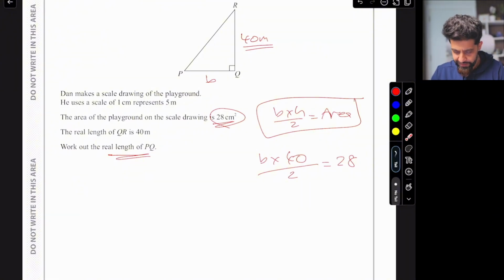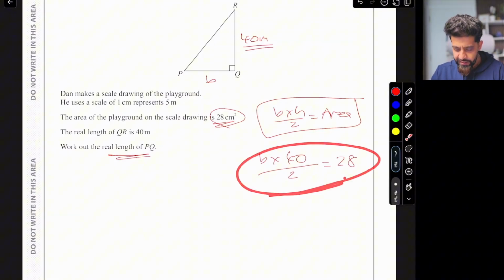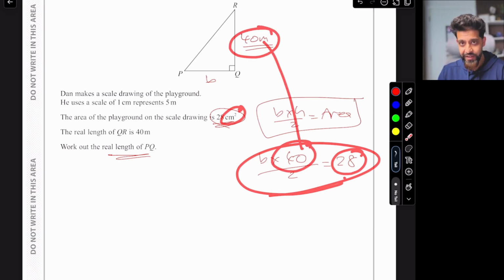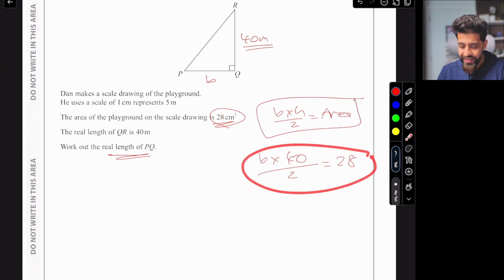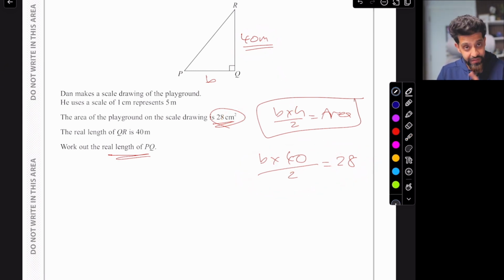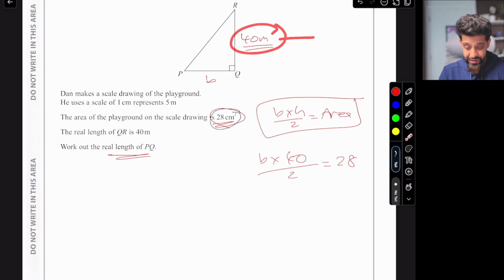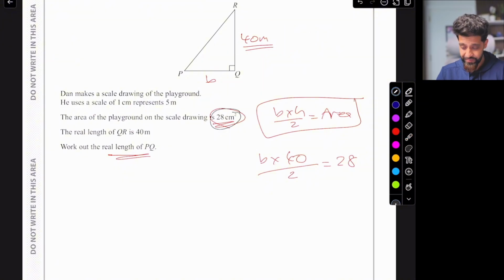Now, there's a problem here, guys. See, this 28 is in centimeters squared, but this 40, you're using meters. So you've got to be careful here. You can't use this version of it. Be very careful. I did that on purpose. Well, all right, fine, I walked right into that, then I noticed it. So what you want to do is go back, and the simplest way is to convert that into centimeters.